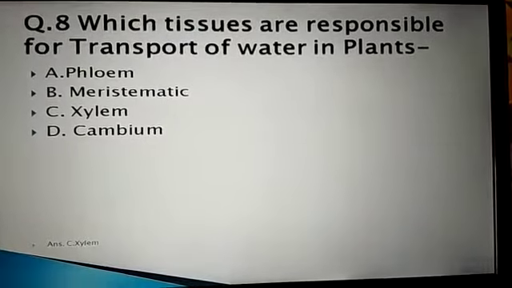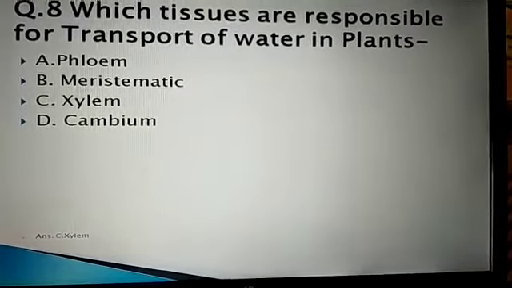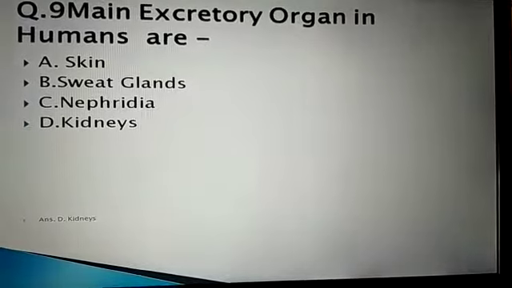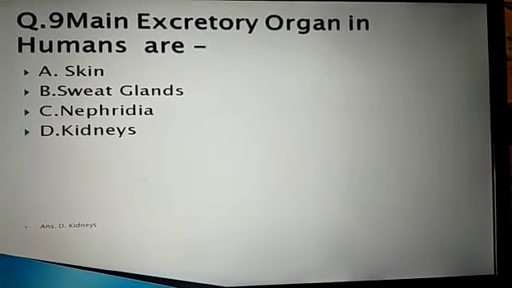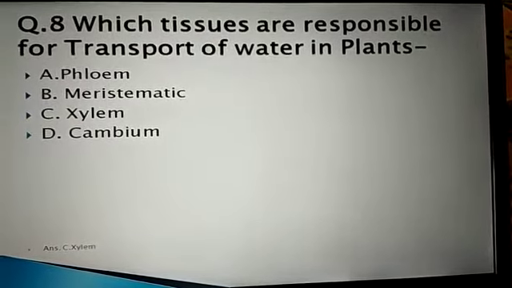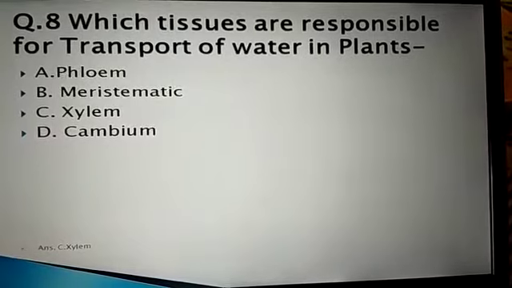Question number 8. Which tissues are responsible for transport of water in plants? And the options are A. Phloem, B. Meristematic tissue, C. Xylem, and D. Cambium. Answer is C. Xylem.